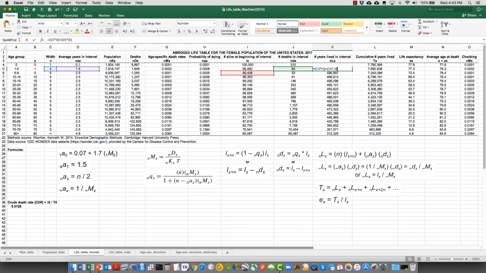And for this one, we know that these 99,406 people who survived to the next age group, this one here, they lived a total of 4 years in the previous age group. Those who died, they lived on average 1.5 years. Next one. Those ones who survived to the next age group, the LX plus N here, 99,353, they lived a total of 5 years each one of them. So it's 5 times this. So that's this number here. And those who died lived on average 2.5 years.